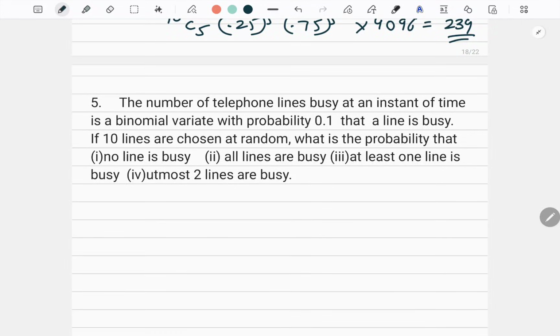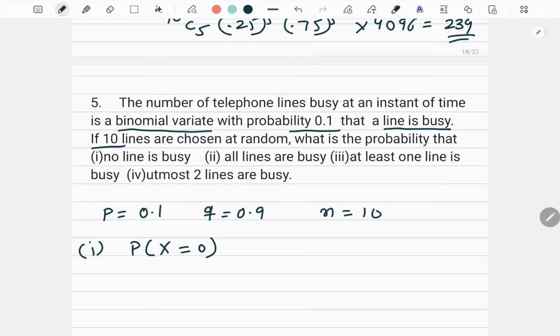The number of telephone lines busy at an instant of time is a binomial variate with probability 0.1. So P is equal to 0.1, so obviously Q is equal to 0.9, and that line is busy. Now 10 lines are chosen, so n is equal to 10. What is the probability that no line is busy? So you have to find the probability for x is equal to 0.